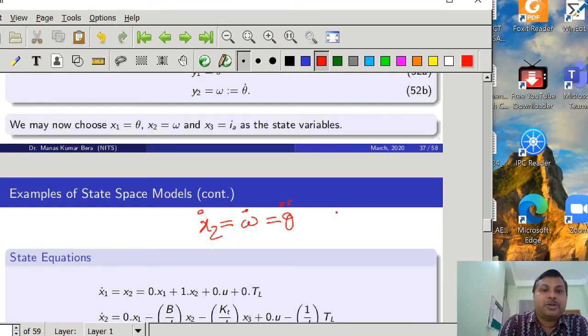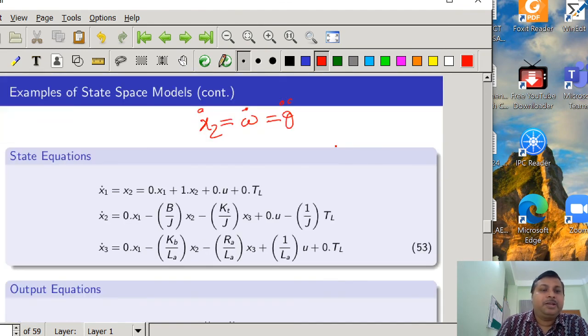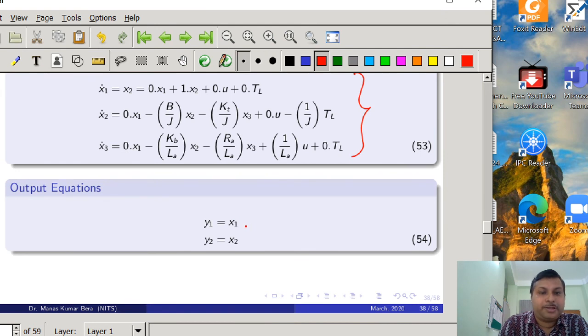Now we will write the last equation, that is dx3/dt, which is basically dIa/dt, and can be written from the equation number 49. x3 dot is equal to 0 into x1 minus Kb by La into x2 minus Ra by La into x3 plus 1 by La into u plus 0 into TL. Once you have written the state equations, you can write them in vector matrix notation, and we have output y1 equal to x1, that is the angular position, and another output y2 equal to x2, which is the angular velocity.